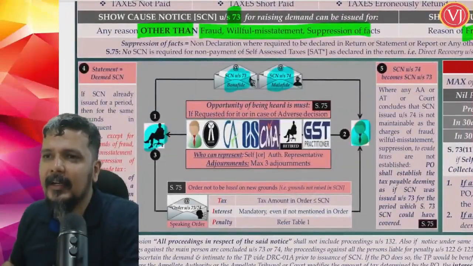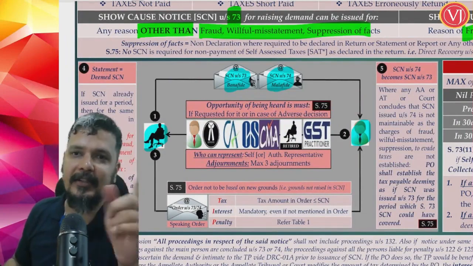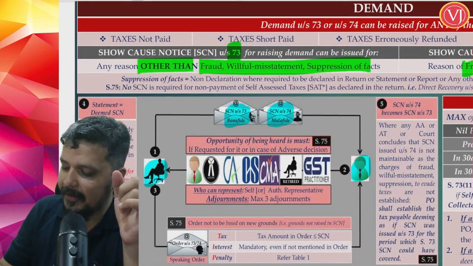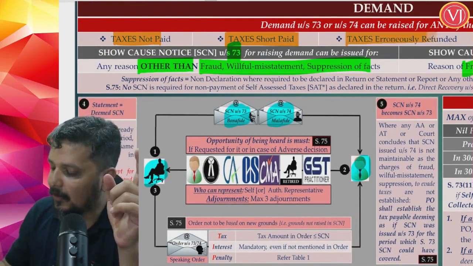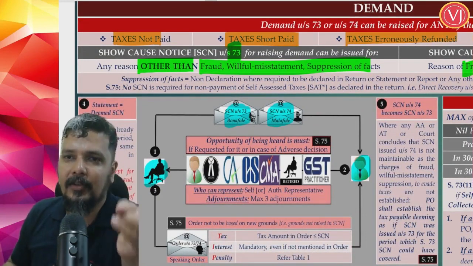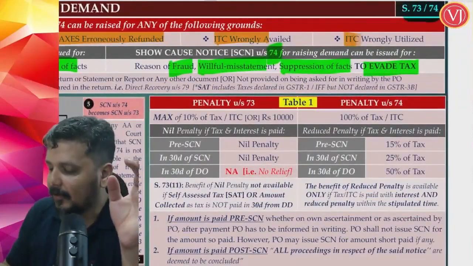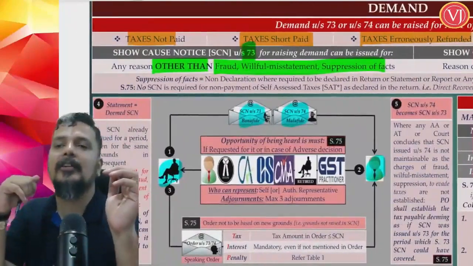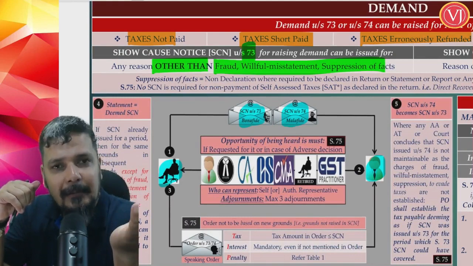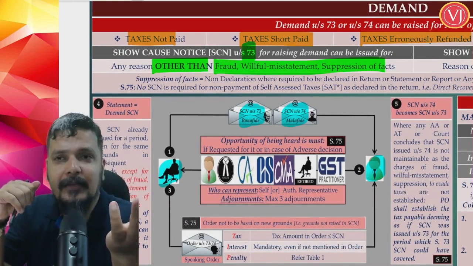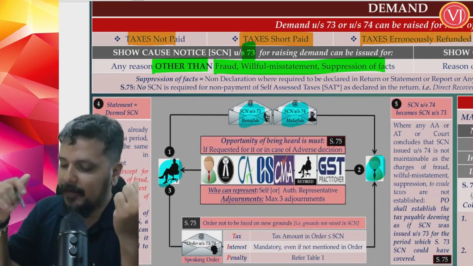So you are going to get a notice. By the way, the notice will have 5 reasons, whether it is 73 or 74. Either tax not paid, or tax short paid, or tax erroneously refunded. Non-payment, short payment, erroneous refund. Taxes. Then ITC: wrongly availed, wrongly utilized. So there are 5 reasons for you to get the show cause notice: non-payment, short payment, erroneous refund, wrong availment of ITC and wrong utilization of ITC. And for these 5 reasons, you can get a notice either under 73 bona fide case or under 74 fraudulent case.